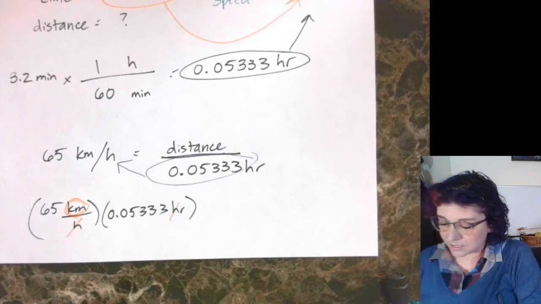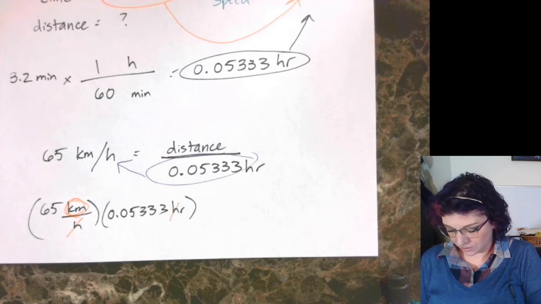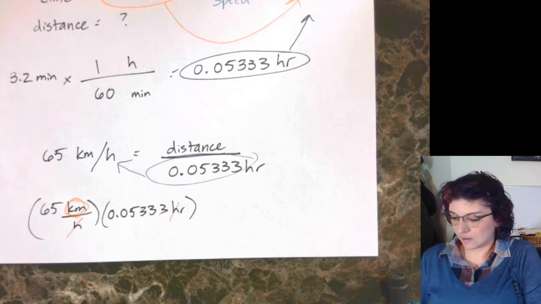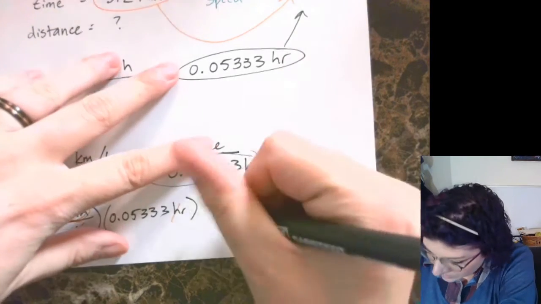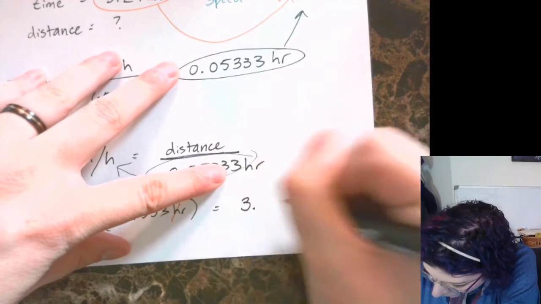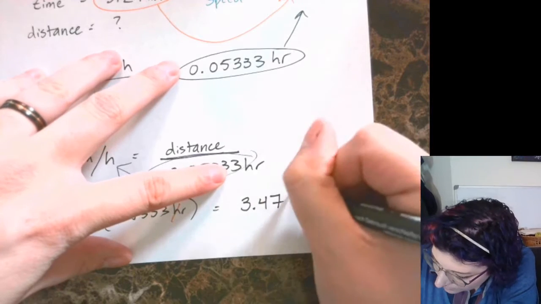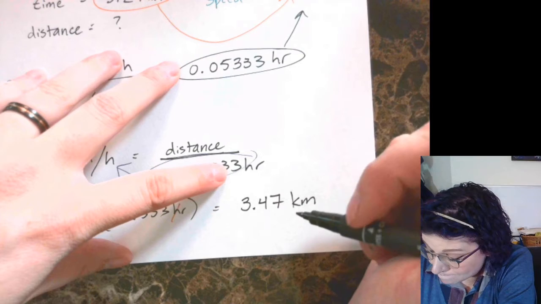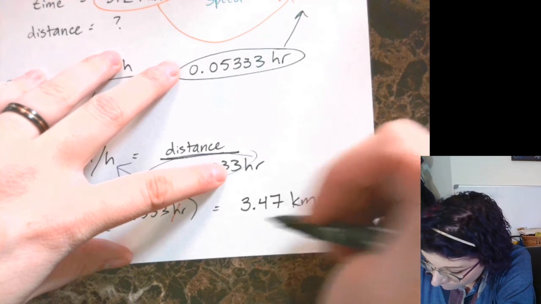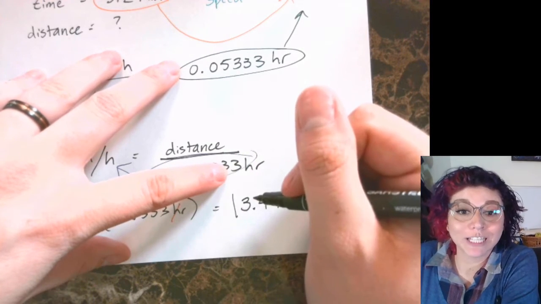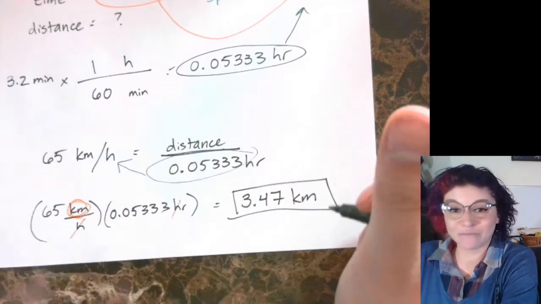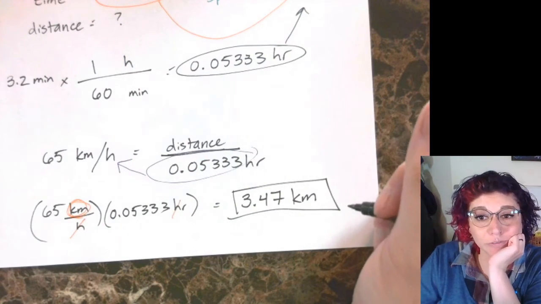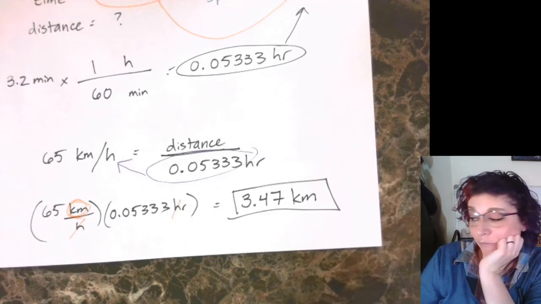And when I plug this in, so 65 times 0.0533 is approximately 3.47 kilometers. Wow. That's terrifying, y'all. Like, if you ever have a kangaroo coming at you, I don't have good advice. Just run.